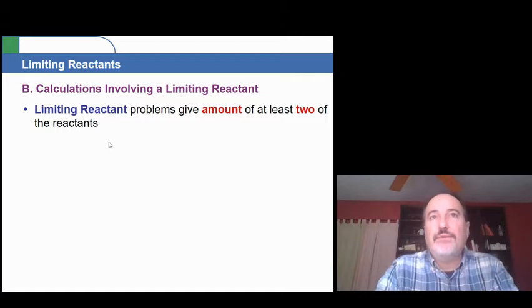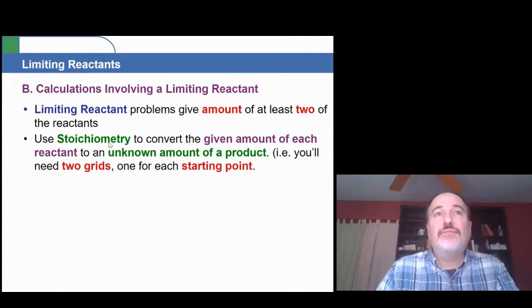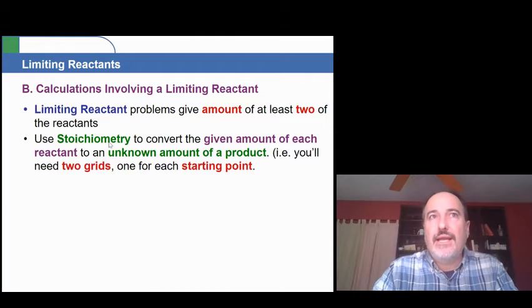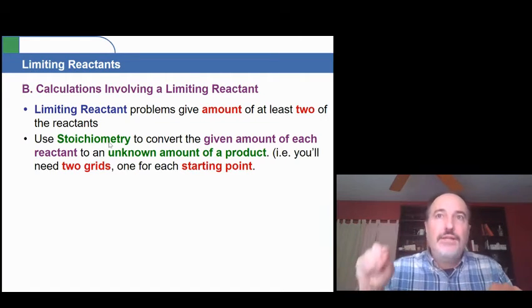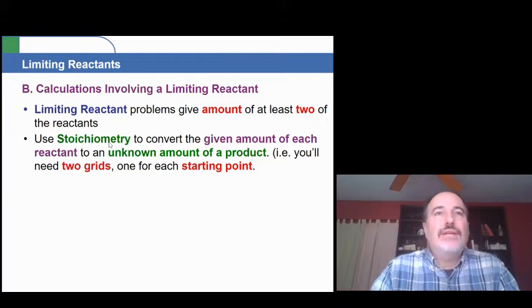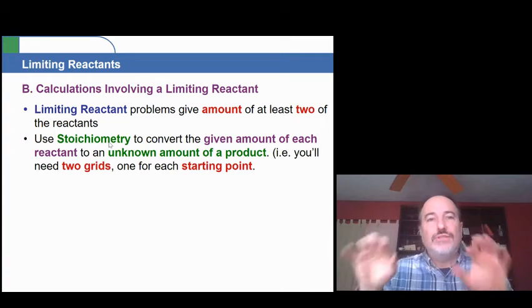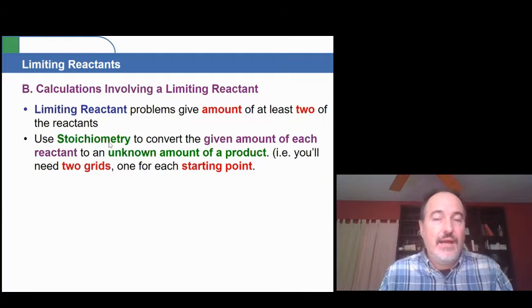Now, what you're going to have to figure out is that these problems involve doing 2 stoichiometry grids. You're going to use stoichiometry to convert the given amount of each reactant to an unknown amount of a product. So you're going to need 2 grids per problem, 1 for each starting point. But the trick is they both have to go to the same endpoint. That way you can compare.